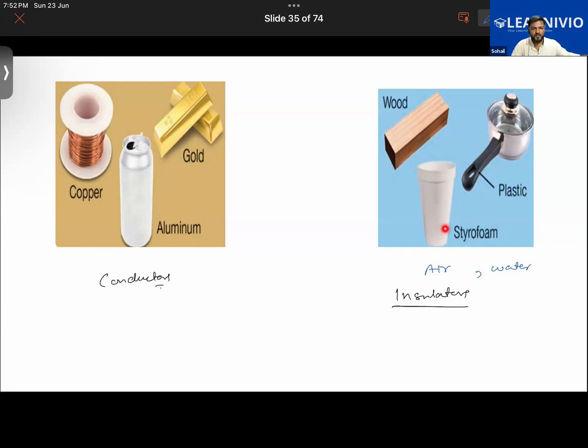Objects like tape, yes, tapes. You can say that. Tapes are basically made of plastics. Some are paper tapes, duct tape. That can also be used, and all of them are bad conductors of heat. Styrofoam, wood, even air and water are bad conductors of heat.